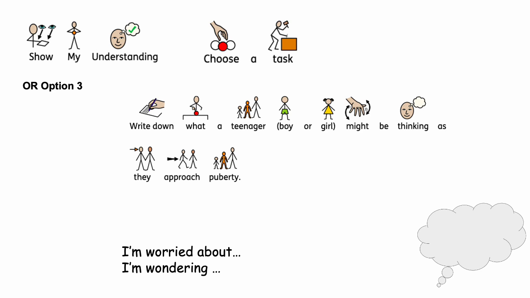Or for option 3, I would like you to write down what a teenager, either a boy or a girl, might be thinking as they approach puberty. So in your workbook, you've got a thought bubble, and you can write down what they might be thinking as they reach puberty, so that you can use the sentence starters, I'm worried about, or I'm wondering. And remember to use the key words that we've been looking at this lesson to write your answer.